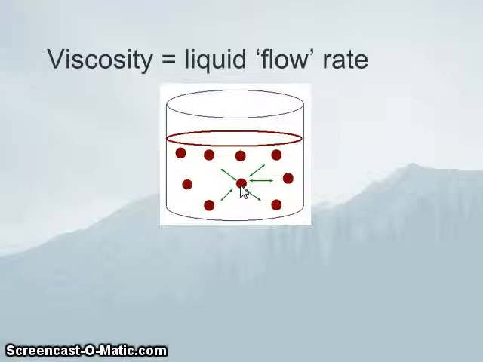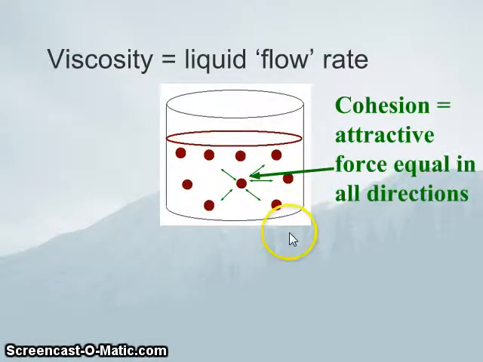So we have these forces that are what are called cohesive forces, that are the attractive forces inside the bulk liquid, if you will, and they're equal in all directions. So it's those intermolecular attractive forces that we've already talked about, the dipole-dipole forces and the London dispersion forces. It's sort of like the magnitude of those forces. So we call this the force of cohesion.